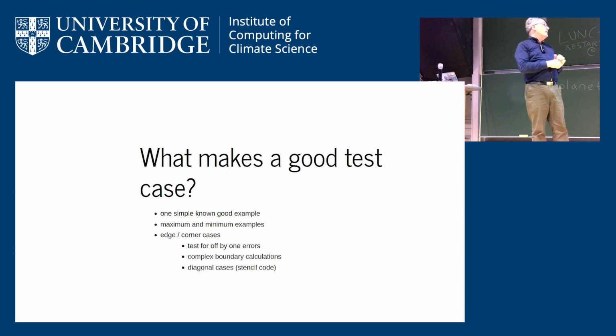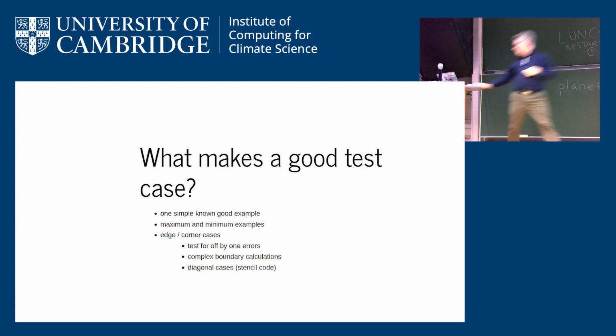Casper gave me a hint at lunchtime that quite often if you've got a stencil code where you're looking at your north and south and east and west neighbours, you test those. If you've got a star-based stencil code, remember to test the diagonal ones as well.